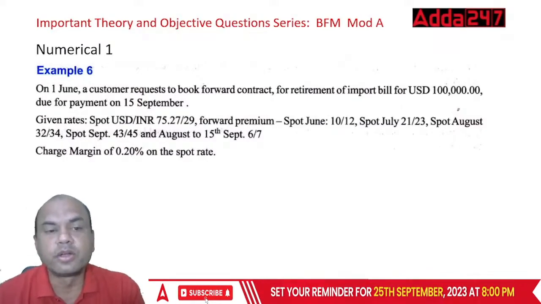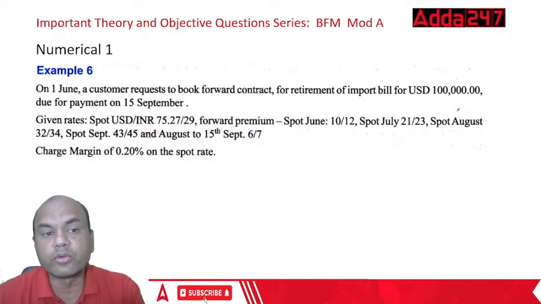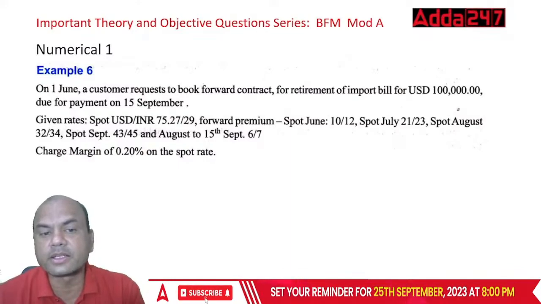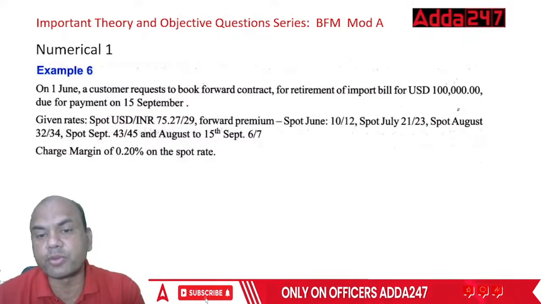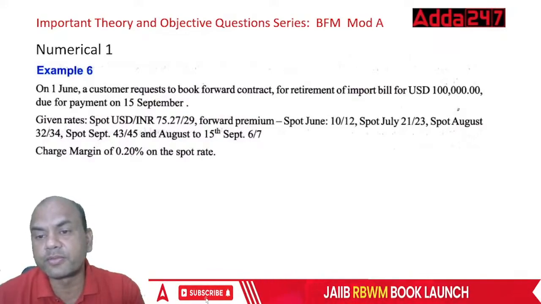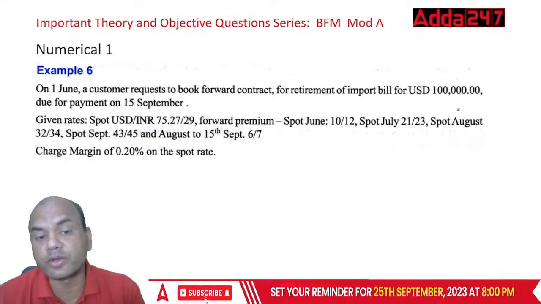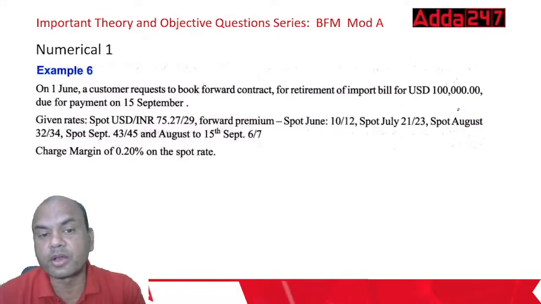On 1 June, a customer requests to book a forward contract for retirement of import bill for USD 1 lakh due for payment on 15th September. Given the spot USD INR rate as 75.2729, forward premium is given as: spot for June is 10 to 12, spot for July is 21 to 23, spot for August is 30 to 34, spot for September is 43.45, and August to 15 September it is 6.7. So charge the margin of 0.2% on the spot rate.